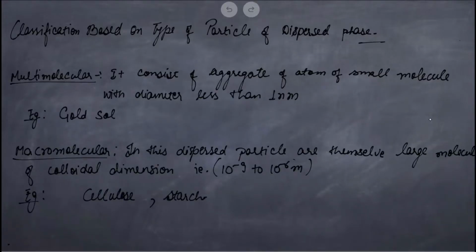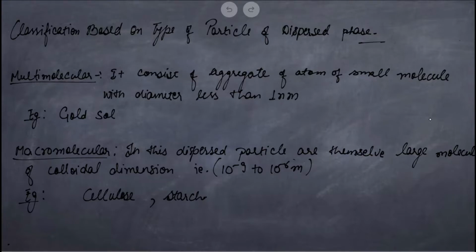Then we discuss classification based on particle of dispersed phase. First we are going to talk about multimolecular colloids. These consist of aggregates of atoms or small molecules with diameter less than 1 nanometer. The small particles aggregate together to form a multimolecular colloid. The example is gold sol.